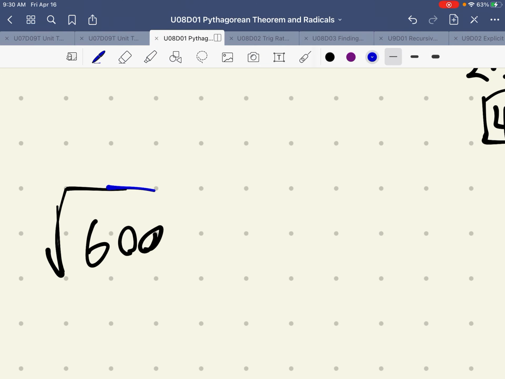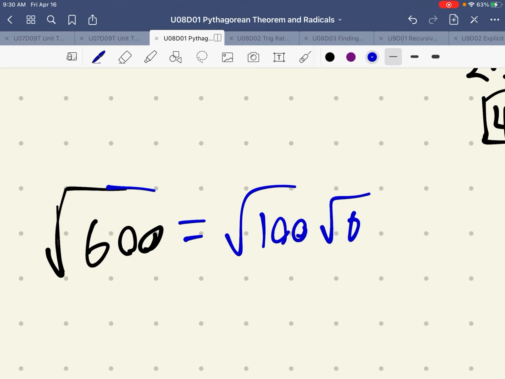Let's take a look at 600. Well, 600 can be rewritten as 100 times 6. The square root of 100 is 10, radical 6. 6 is not a perfect square, and its only factors are 2 and 3, which are also not perfect squares. So we're going to be finished right here.